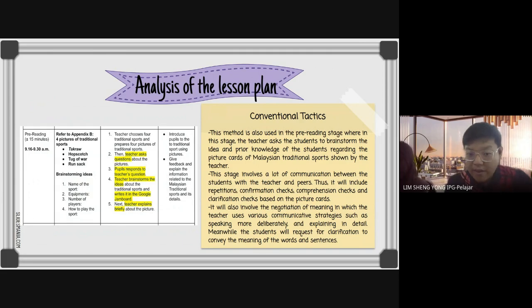And it will also involve the negotiation of meaning. In this case, the teacher uses communicative strategies. So in this case, she will speak more slowly and explain in more detail. Meanwhile, the students, if they don't understand, can request clarification to convey the meaning of the words and the sentences.